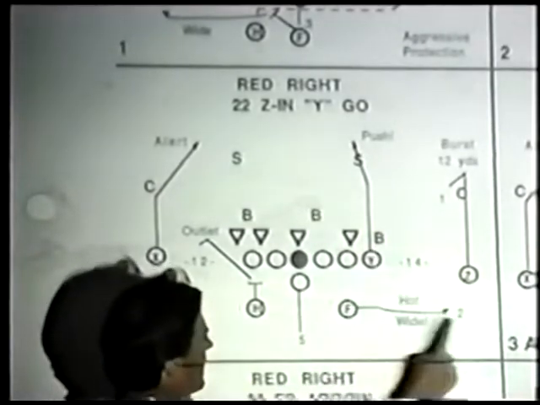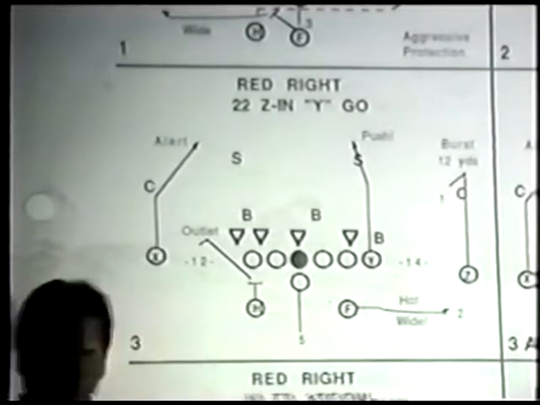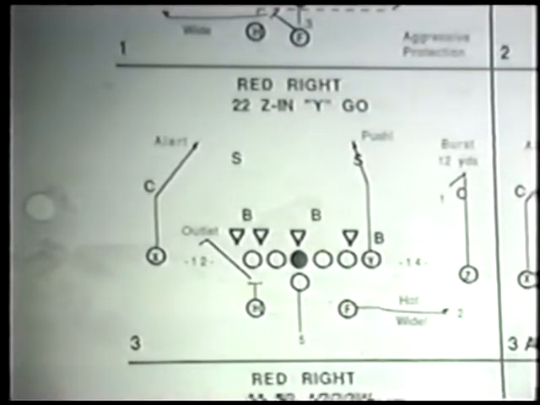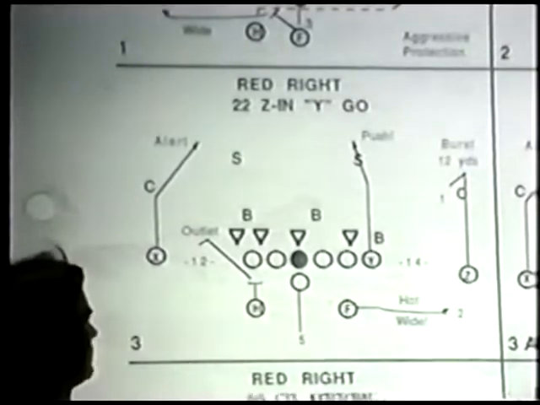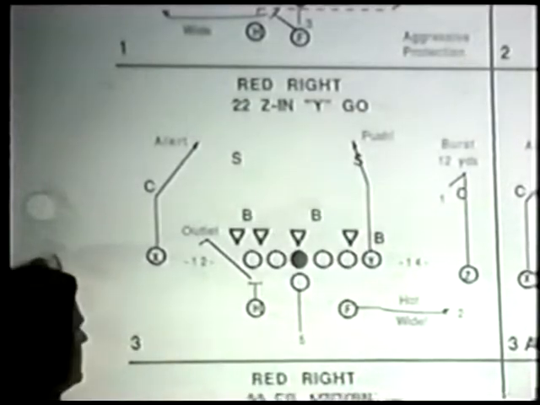This backer will lock on to this guy right here, and there's going to be a huge lane to throw the ball to the Z. This is a killer for cover 8. That's what the play is for. 22 Z and Y go, cover 8. Flip it over, 23 Z and Y go. Everybody's got Z in except the tight end.